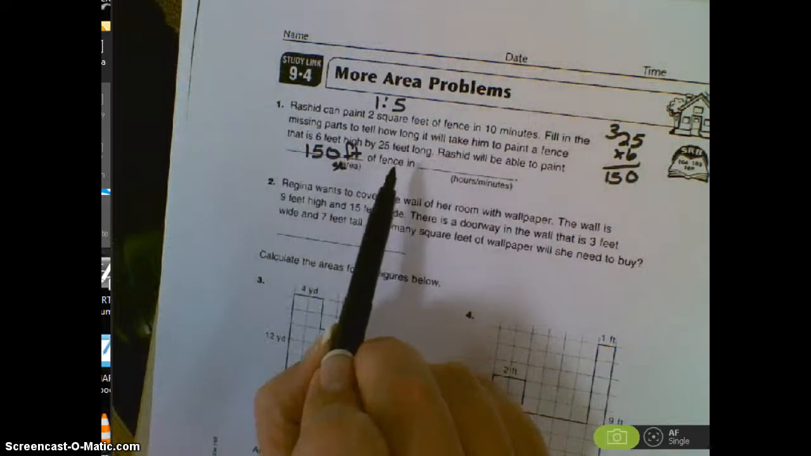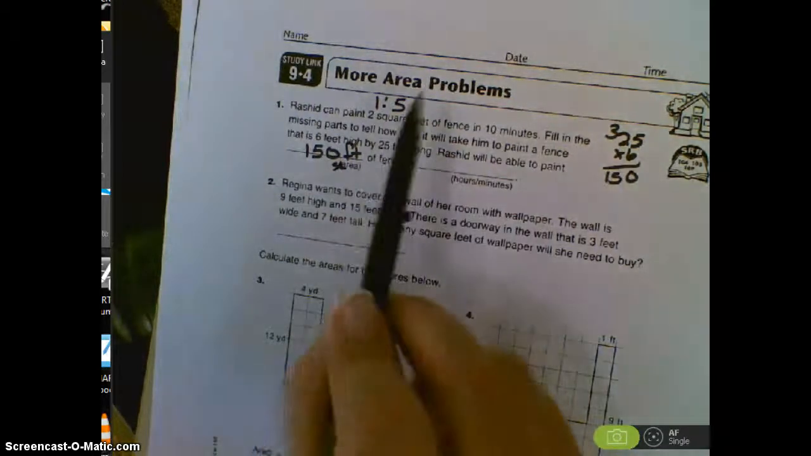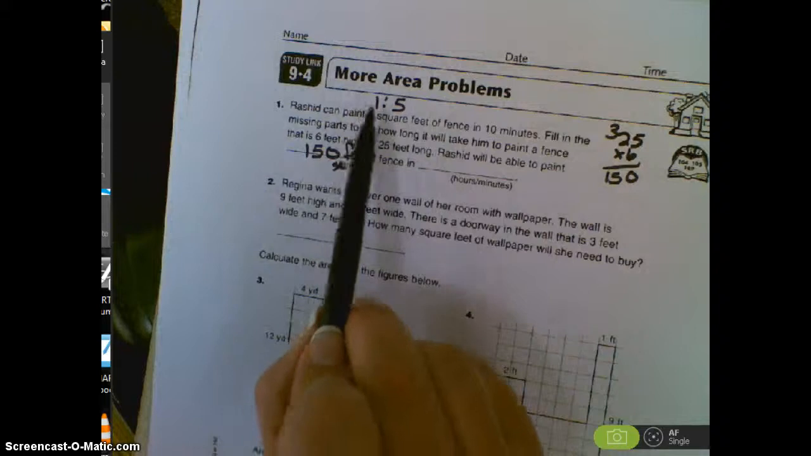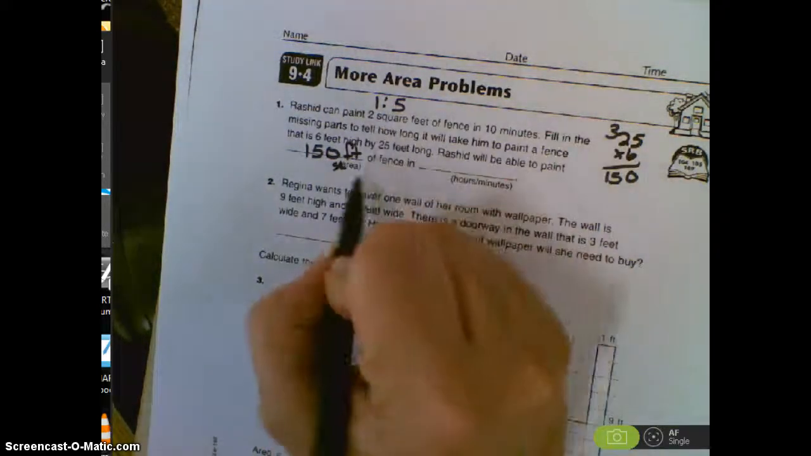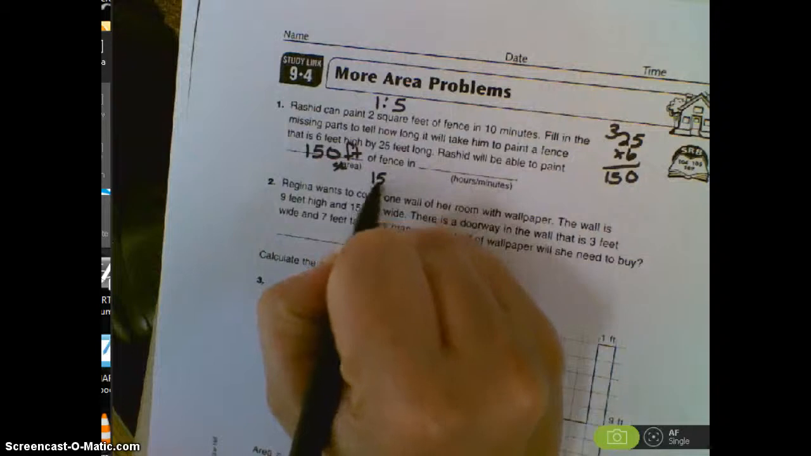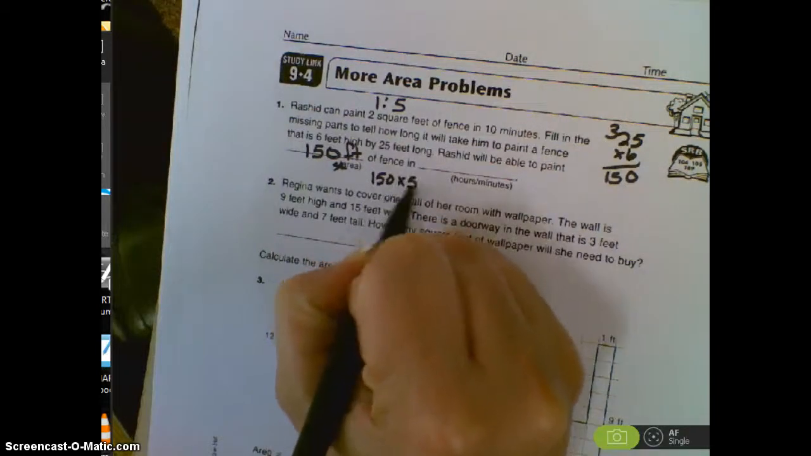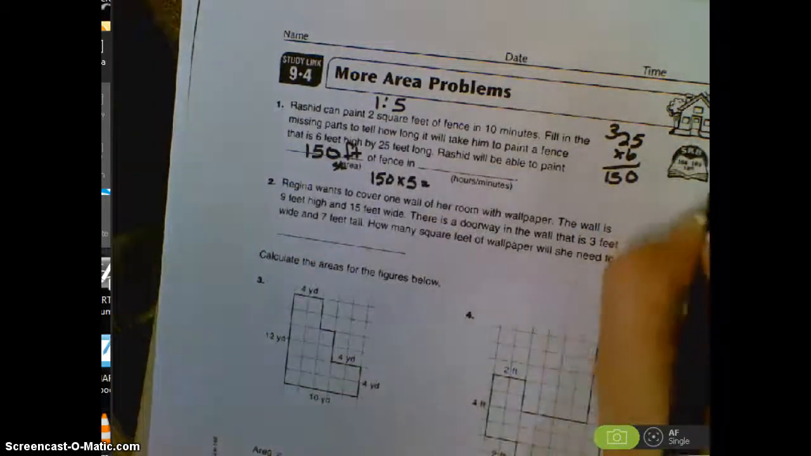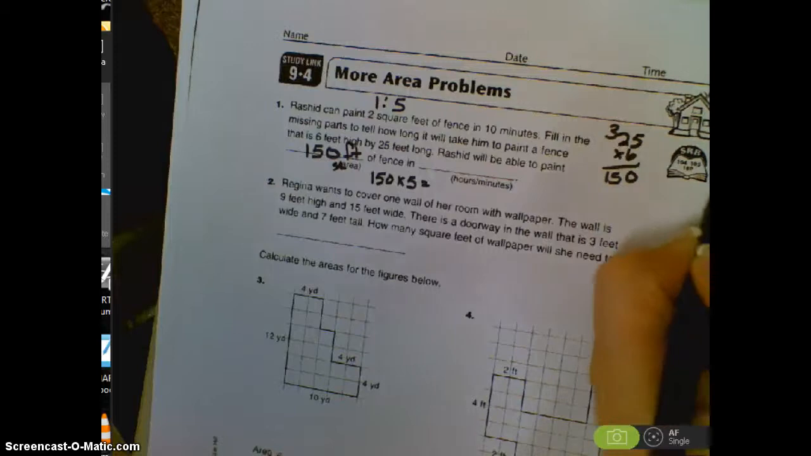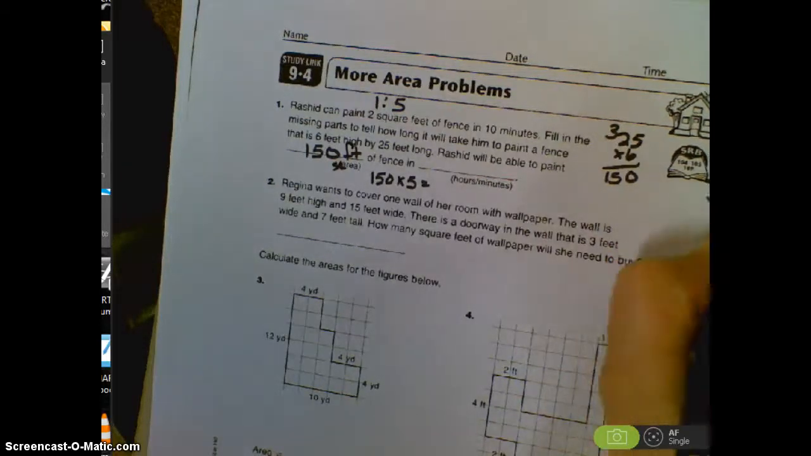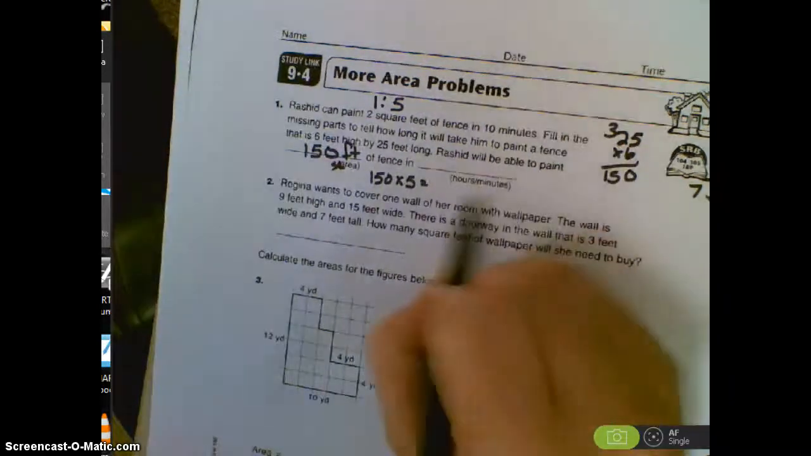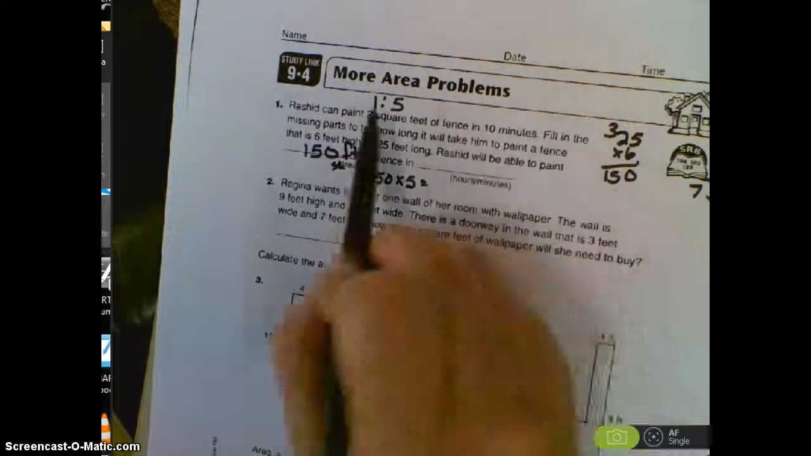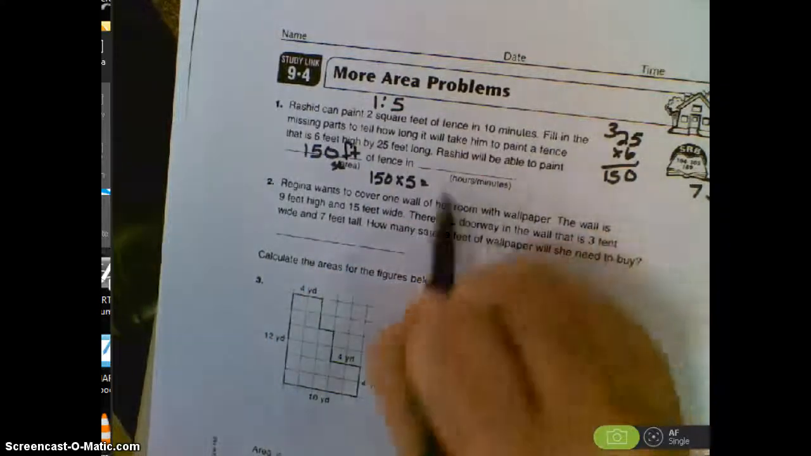And now we have to do a little bit of dividing. So we know that he can do 1 foot in 5 minutes. So let's do 150 times 5. I should probably write it over here so I can see it a little better. And I get 750. And now we have to figure out, because that was our rate here, but now we have to figure out hours to minutes.